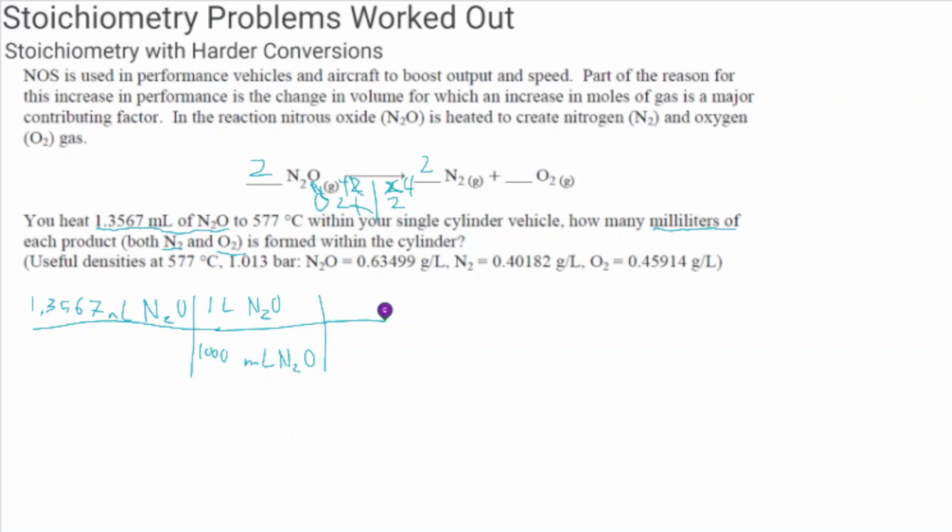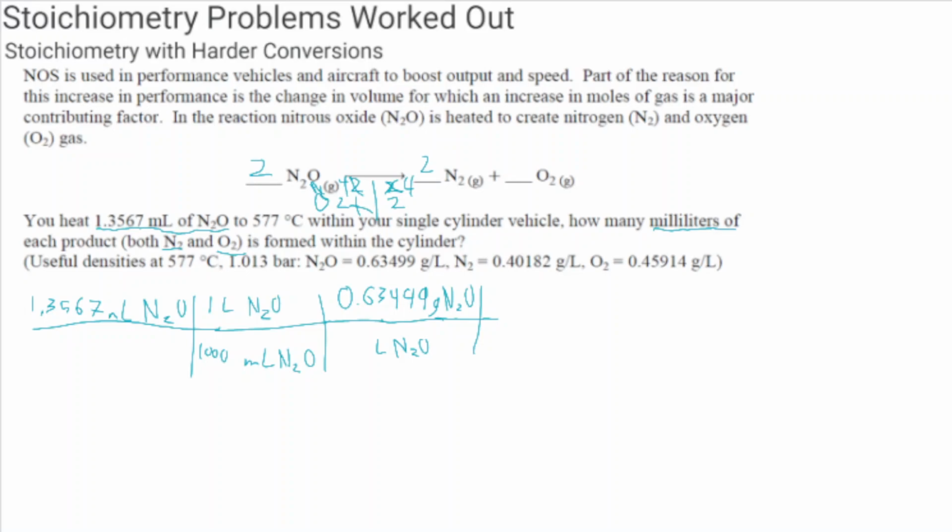All right, now that we're in liters of N2O, we're going to want liters of N2O down here. And that same area I was looking at earlier, that density here, we can go ahead and use that value here. So for every 1 liter of N2O, we have 0.63499 grams of N2O. All right, so now that we're in grams, we want to convert from one compound to another compound, and we want to get to moles.